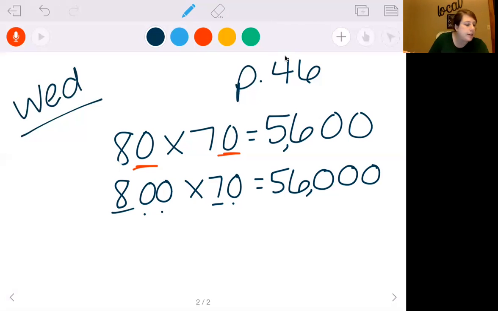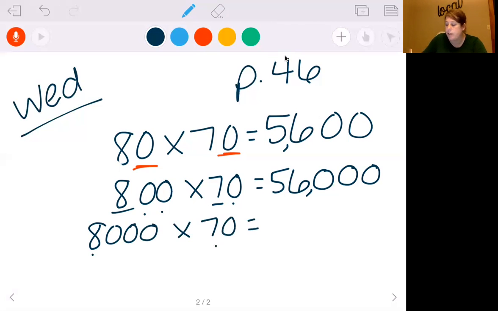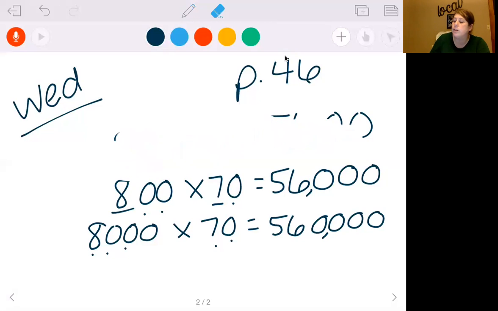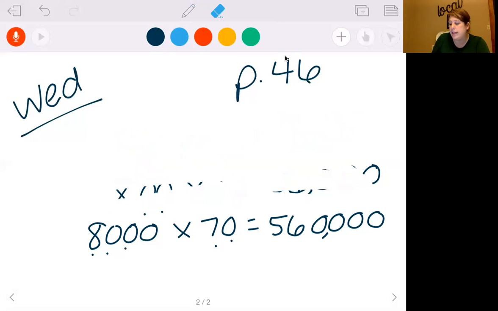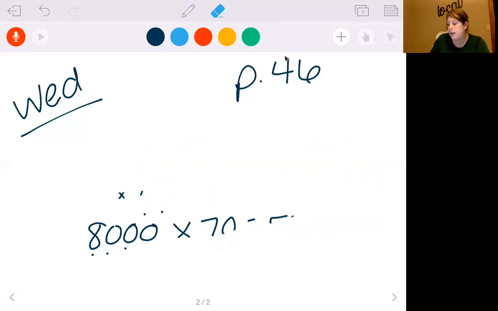2 zeros, 3 zeros. If we have 8,000 times 70, we do 8 times 7 first, get 56, and then let's count our zeros. 1, 2, 3, 4. So then we just add them to the other side and make sure to add your commas to your answers. Okay, that's pretty much it. Let's practice some other ones, and then I'll let you do classwork. They're so super simple, and it's just an easy shortcut to make your life a little bit easier.